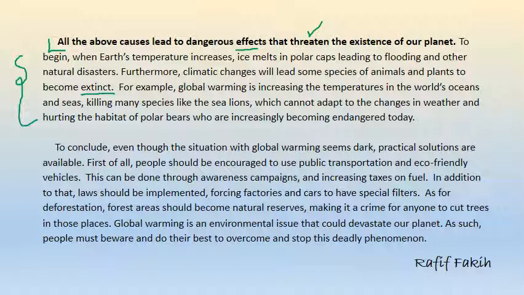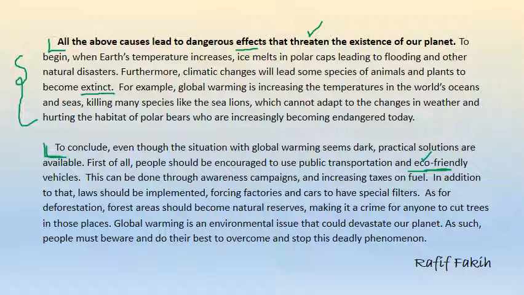Now the conclusion, of course, we need to start with a transition related to conclusion. To conclude, you can say in conclusion, to wrap it up, even though the situation with global warming seems dark, practical solutions are available. I need to write the solutions because I asked for practical solutions. First of all, people should be encouraged to use public transportation and eco-friendly vehicles. When I say eco-friendly, I mean they do not hurt the environment. This can be done through awareness campaigns and increasing taxes on fuel. In addition to that, laws should be implemented, forcing factories and cars to have special filters.